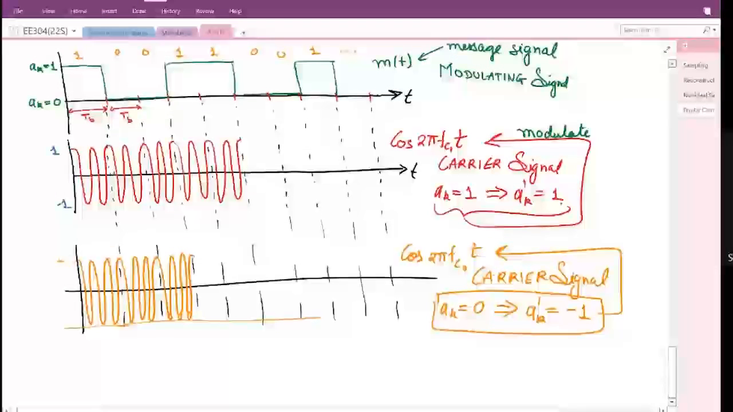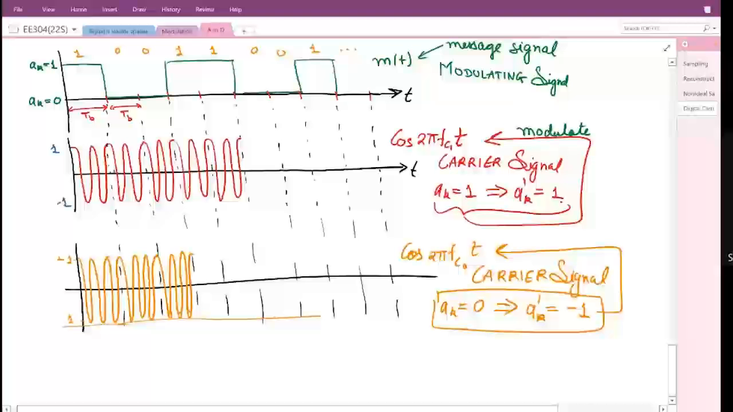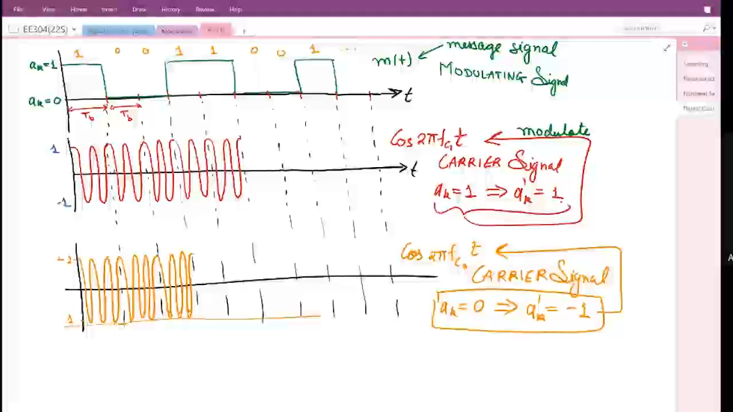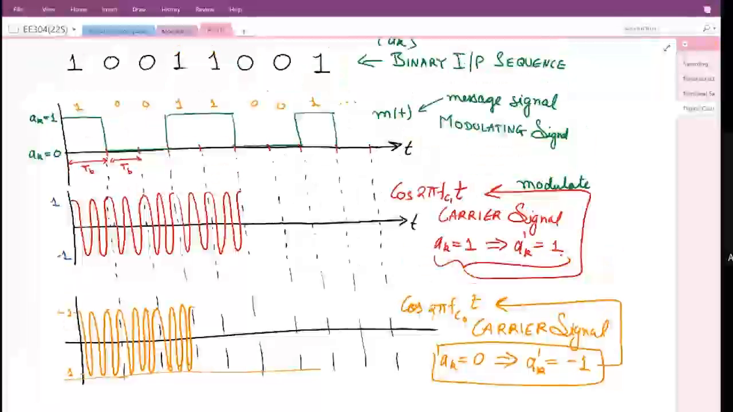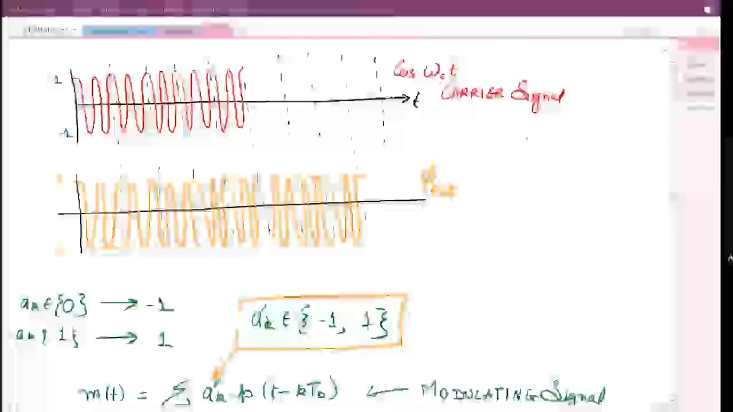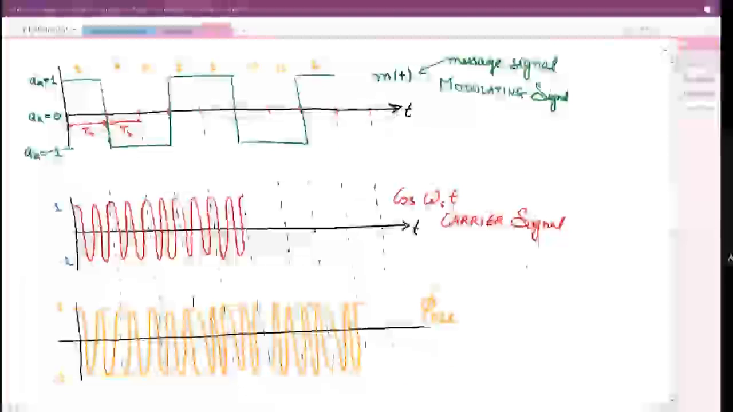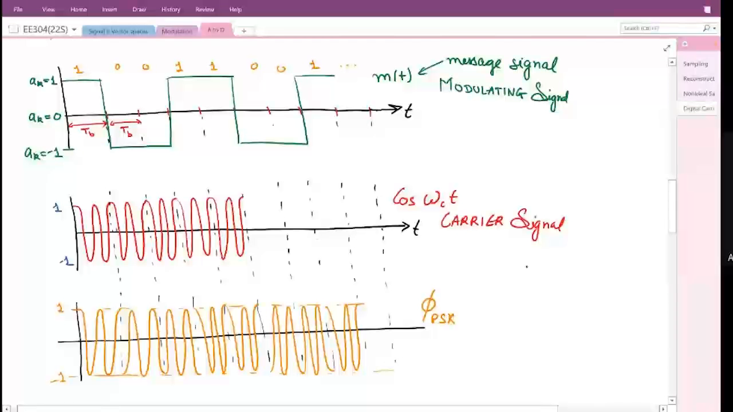Sir, you didn't define FC1 and FC0, right? How are you taking 3 cycles in FC0? I have just made 2 different carriers, which are going to map to one each. If I go back to amplitude shift keying, the message signal was changing the amplitude of the carrier. Yes or no? In amplitude shift keying.